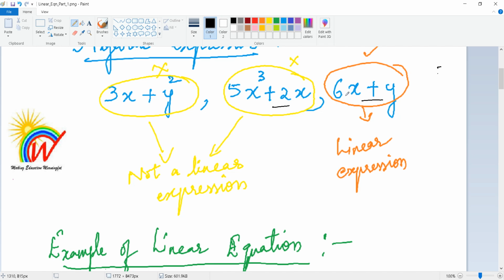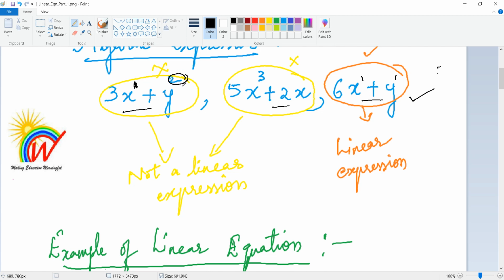See now in this case, the one inside the orange circle, this has variables x and y. Two variables are there and both of them have 1 as the power, right? So this is an example of a linear expression. But look at the first one over here, the x has 1 but the y has 2. So one of the variables has more than 1 as a power, right? So this is not called a linear expression, okay?